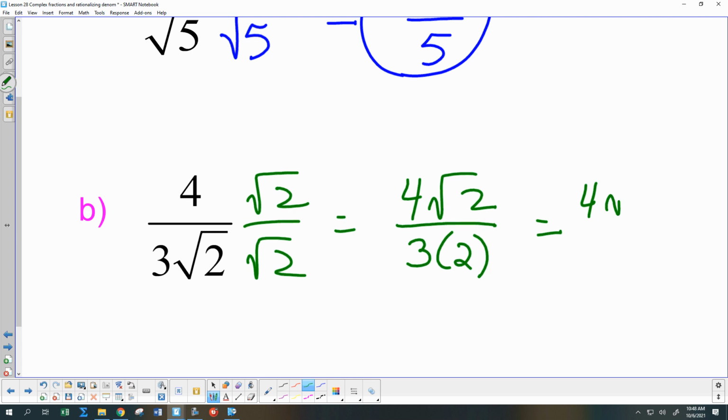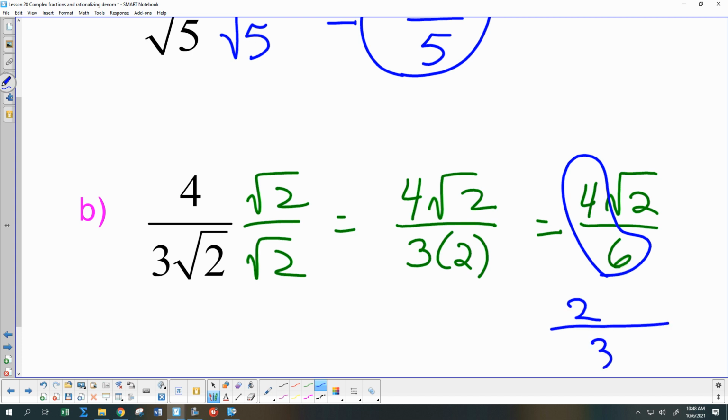You may not leave it as 4 root 2 over 6, because if you look at just your number parts, 4 over 6, is that a fraction we can reduce? What does it reduce to? So we need to change the 4/6 to 2/3, so we have 2 root 2 over 3. So you could have done it this way. You could have said, oh, right here, 4 over 2 is a regular 2, and you could have done it that way.